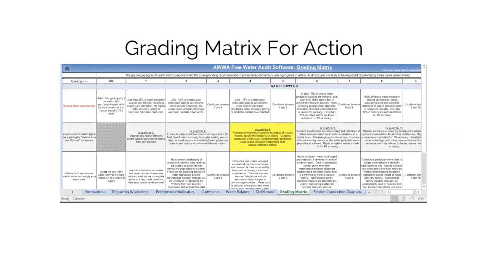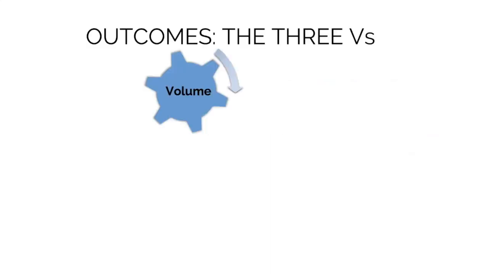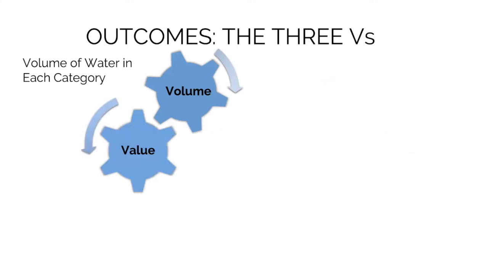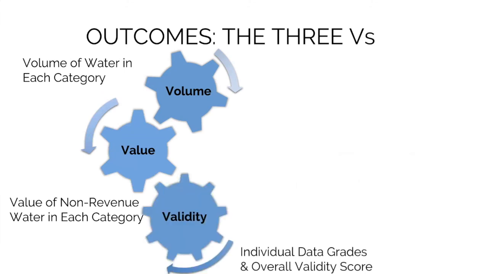The audit provides a number of outcomes that fall into 3 basic categories, which we call the 3 V's. The first is a volume of water in each category. The second is the value of that water based on the economics of your system, including your cost of operations and the variable production cost of water in your system. And finally, you get this qualitatively assessed validity of the audit, which is based on the individual data grades that are assigned to each data point during the audit.